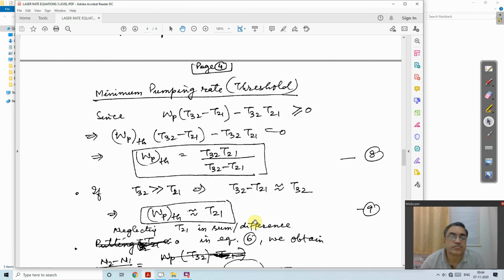So I have T32 much greater than T21, and T32 minus T21 is nearly equal to T32 because I can neglect it in the denominator. So the threshold pump power is equal to T21.